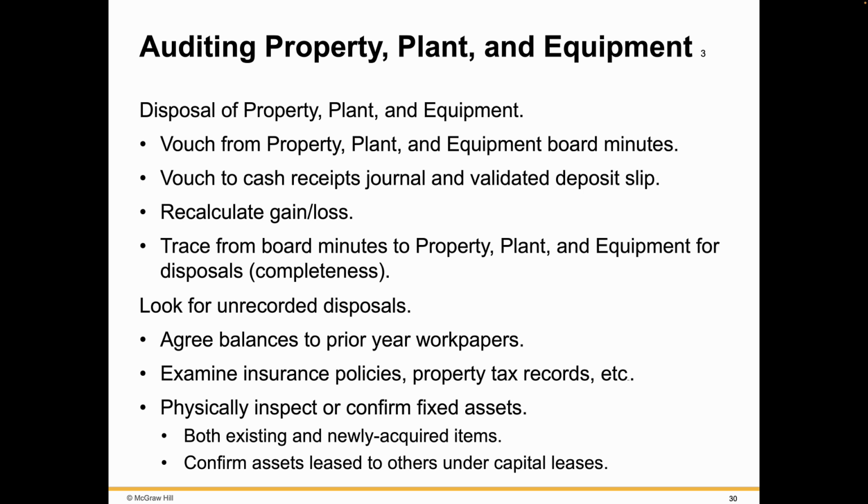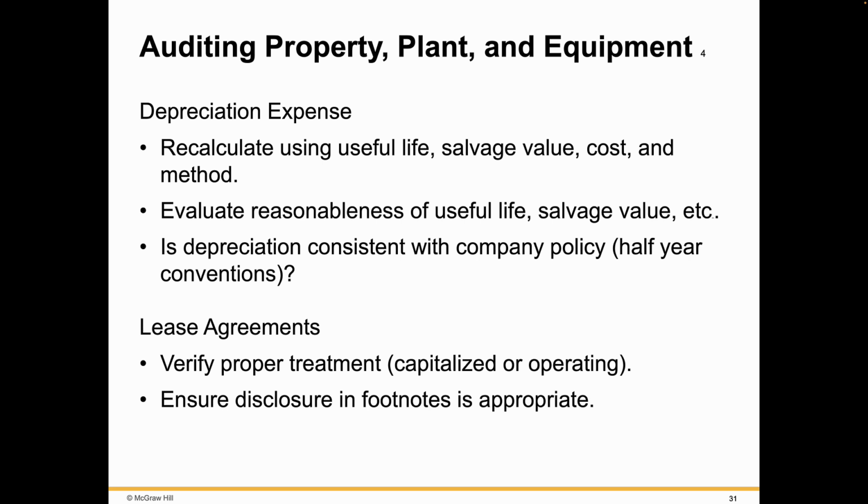And then when we're looking for unrecorded disposals, we're going to agree the balance to prior year work papers, look at the insurance policies and the property tax records, and inspect or confirm the fixed assets, whether they were existing and newly acquired. And then we're going to look at depreciation expense, making sure that we recalculate it with the useful life, the salvage value, the cost, and pretty much evaluate it based on the reasonableness of those estimates, and is depreciation consistent with the company policy. Then we're going to take a look at the lease agreements, make sure that they're treated properly, and ensure that the disclosures are in the footnotes.